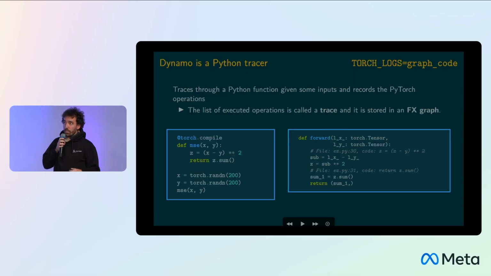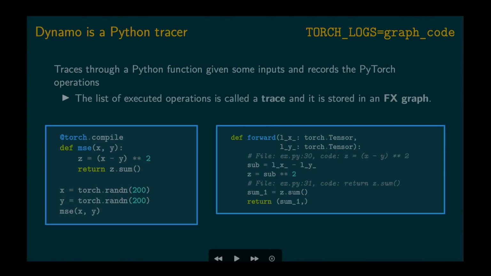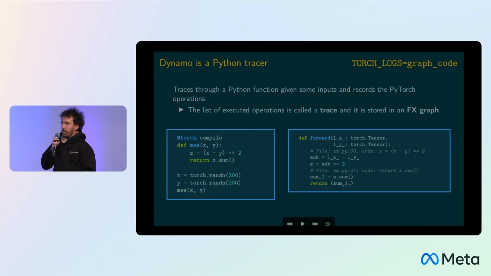So, all right, what's Dynamo? Well, first of all, it's a Python tracer. Given some inputs, so it's not a DSL. It doesn't understand all of Python. You need to give it some inputs, and given some inputs, it records all the operations that happen on PyTorch tensors. So in this case, when you execute the last line, the MSE of x and y, it will basically execute the program, and it will record all the operations. It will record them into something that's called an FX graph.